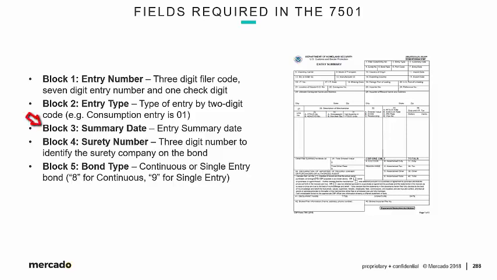Block 3, the summary date, the actual date the entry summary was prepared. Block 4, the surety number, and we recognize that word surety as meaning a bond, basically. In Block 4, Customs is looking for the 3-digit number to identify the surety company on the bond to make sure that the bond is legit. Block 5, what type of bond is it? We explained this many sections ago, too. Is it a continuous bond or a single entry bond? The number 8 signifies a continuous bond, 9 for single entry.